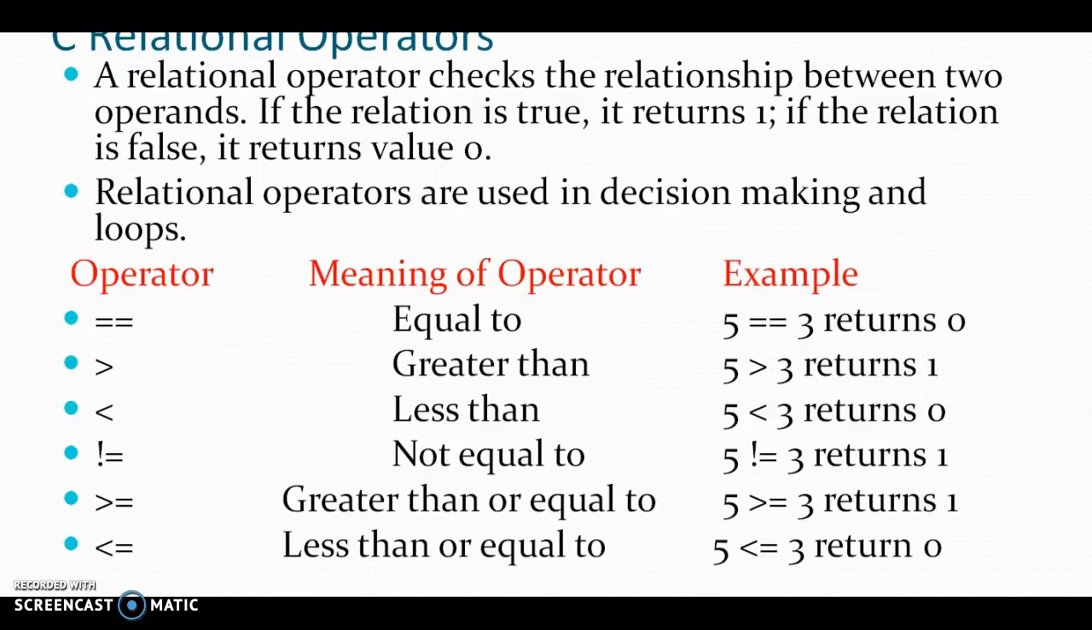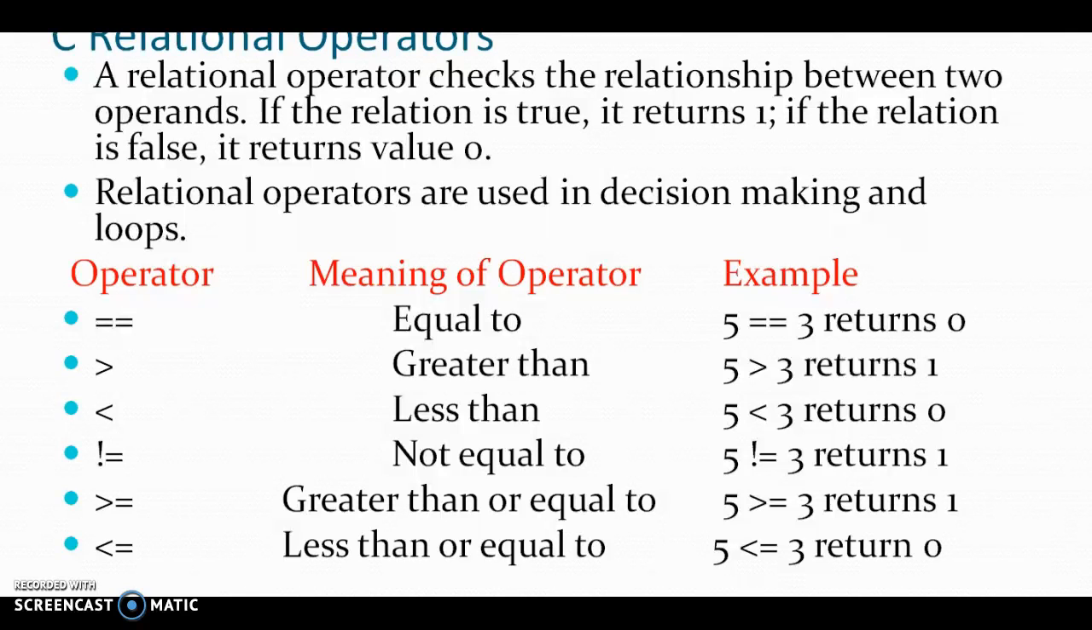Next, relational operators. Relational operators check the relationship between two operands. If the relation is true, it returns 1. If it is false, it returns 0. Relational operators are used in decision making and loops. For example, double equal to means logical equal to. If we give 5 double equal to 3, it will return 0, as 5 is not equal to 3, so it returns false.